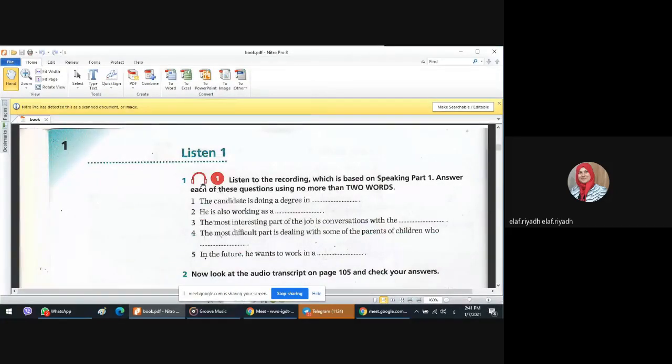In order to answer the questions about the recording, which is based on Speaking Part 1, answer each of these questions using no more than two words. All of these sentences actually depend on what you have listened to now. The candidate, it means that the student, is doing a degree in.